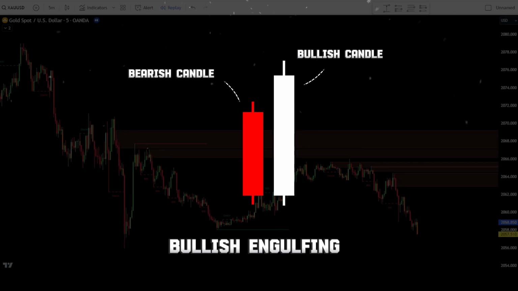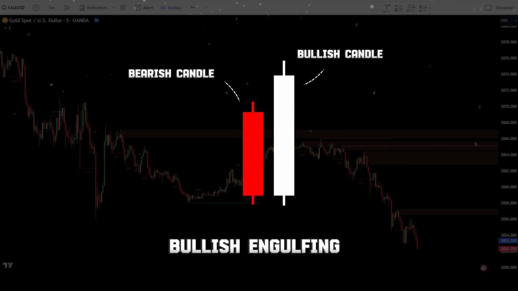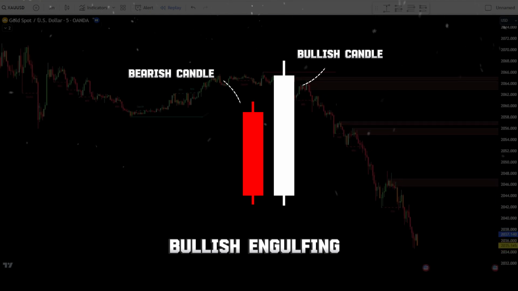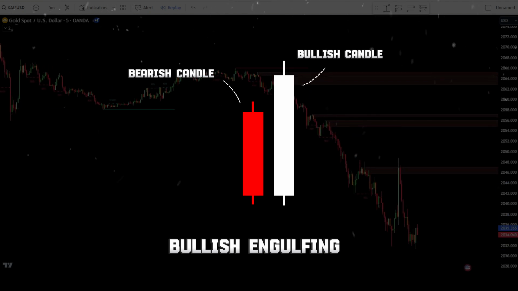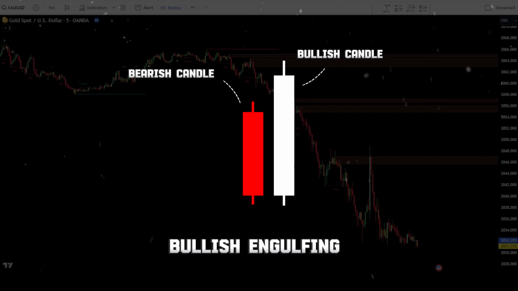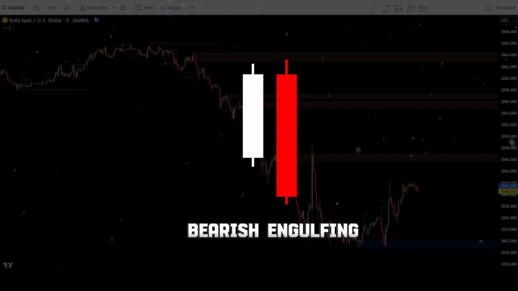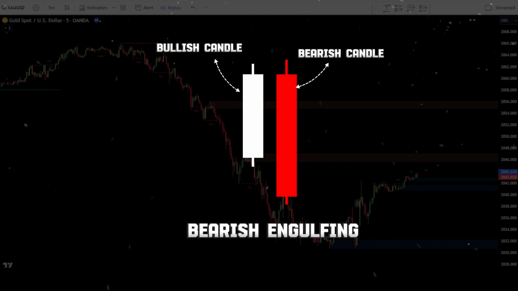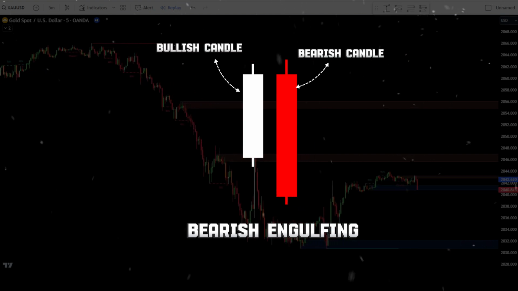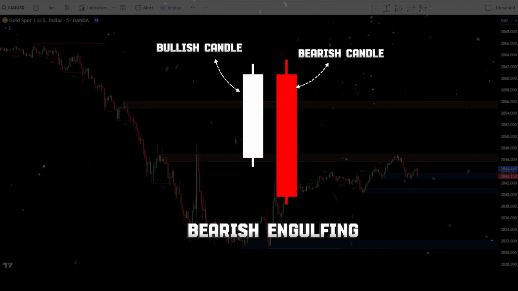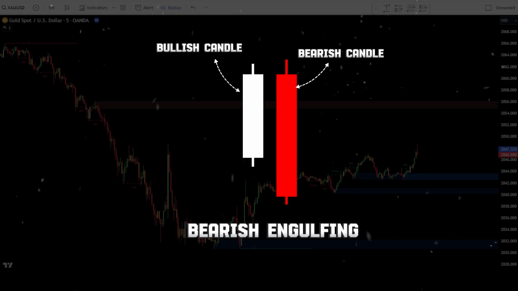Bullish engulfing occurs when a bullish candlestick engulfs a preceding bearish candlestick. This is interpreted as strong buying pressure overpowering selling pressure, typically leading to an upward price movement. On the other hand, bearish engulfing happens when a bearish candlestick engulfs a preceding bullish candlestick. This signifies intense selling pressure overpowering buying pressure, resulting in a downward price movement.